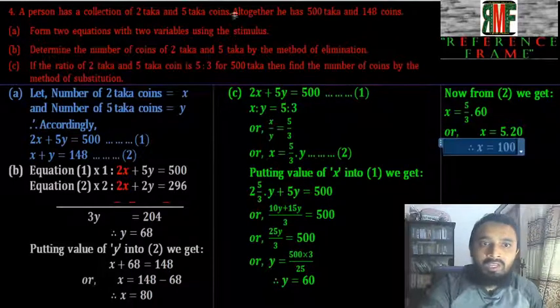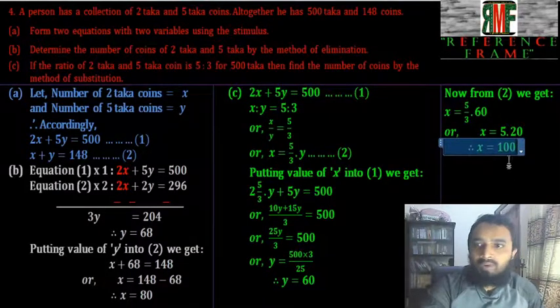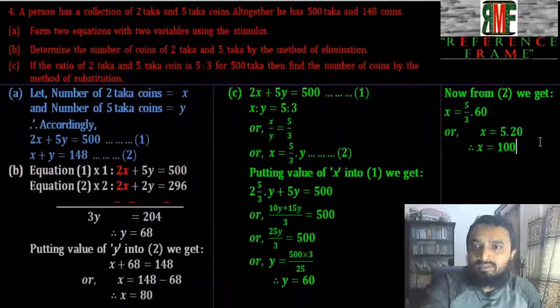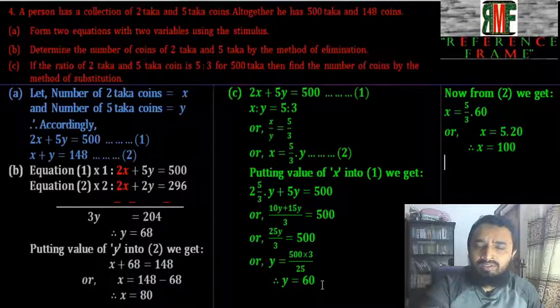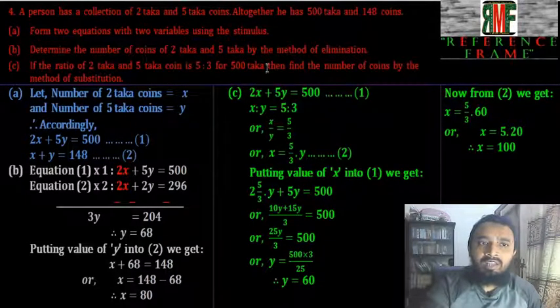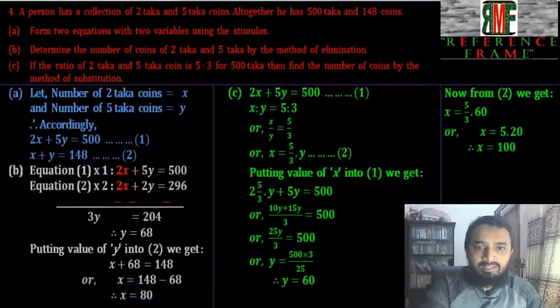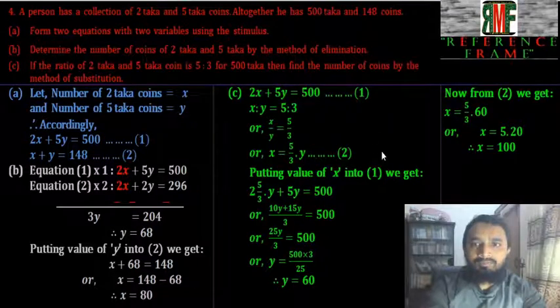So now look, if we cross check, 100 coins of 2 taka gives you 200 taka, and 60 coins of 5 taka gives you 300 taka. In total you have 500 taka, as mentioned in question C. So I hope you understand the portion, boys.